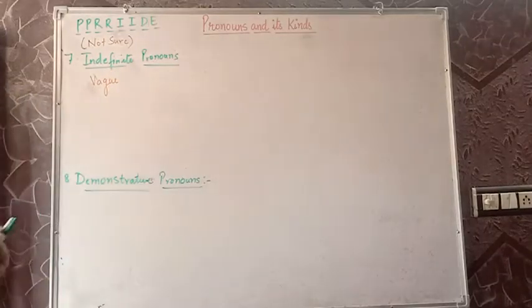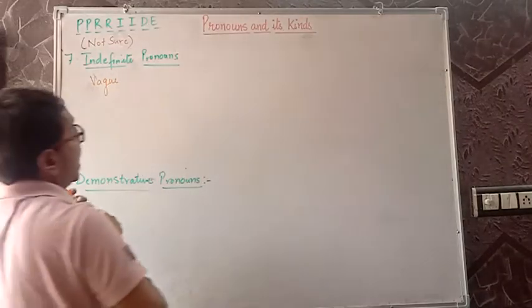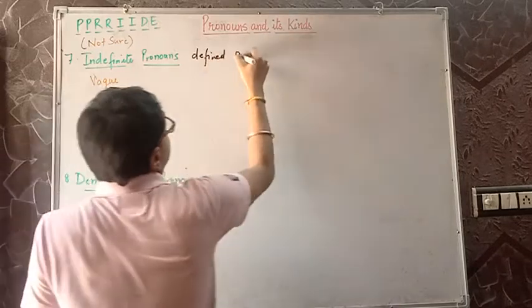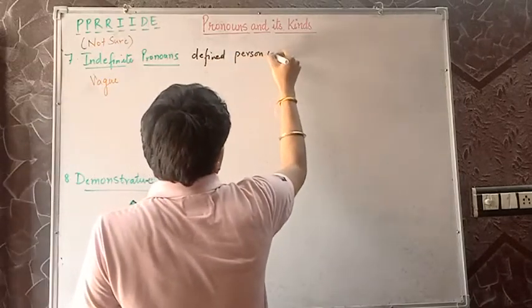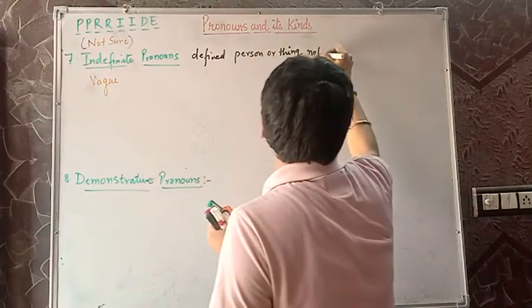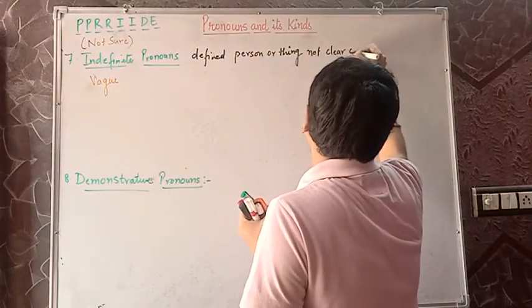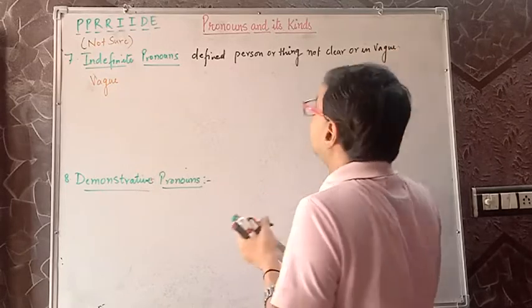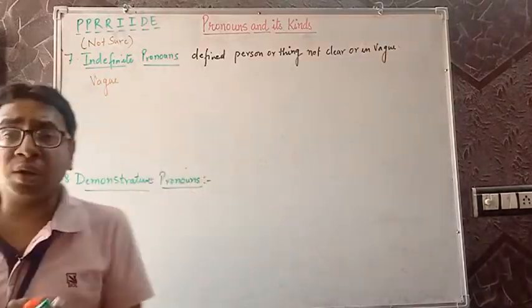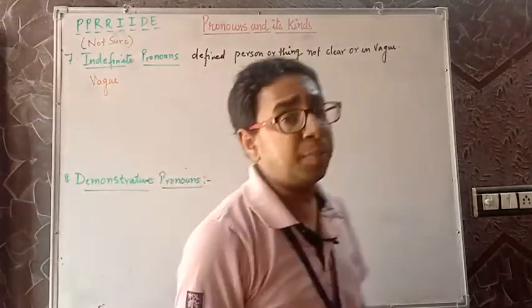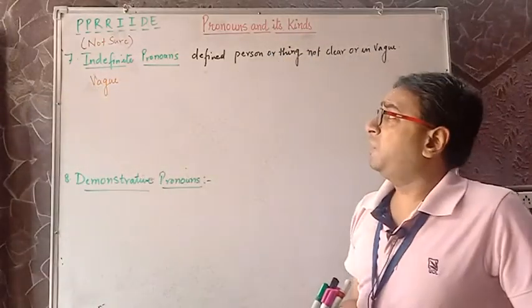So indefinite pronouns are defined for a person or thing not clear or vague. We are not clear what we are talking about, which person we are talking about, how many people we are talking about. So when this situation is happening, we talk about indefinite pronouns.